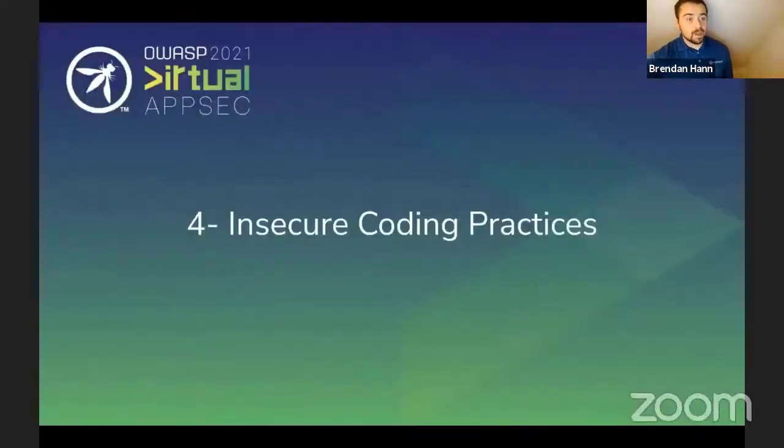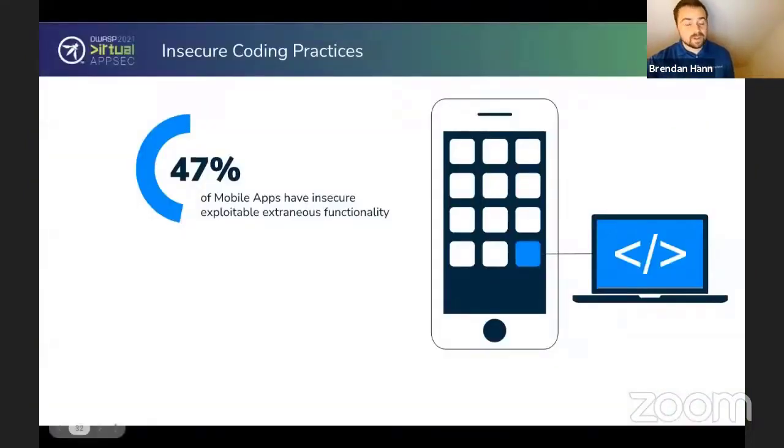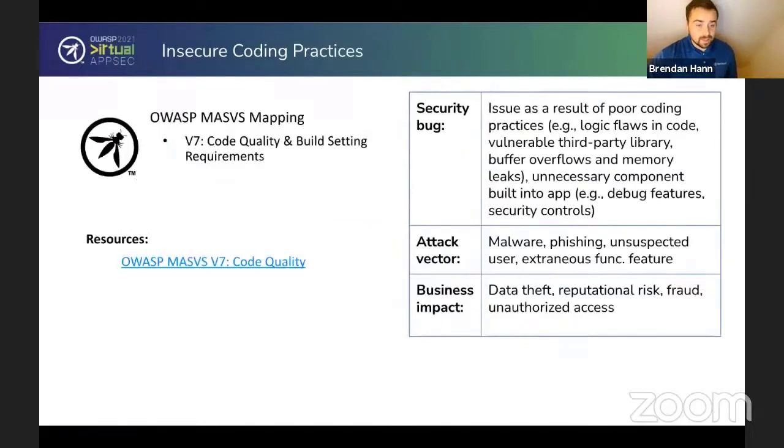So the fourth of five, so we're getting there, is insecure coding practices, just more generally. Interesting statistic: 47% of mobile apps have insecure, exploitable, extraneous functionality. So it's insecure code in the apps that isn't even used by the application. The most common instance of this type of vulnerability that NowSecure sees is publishing an app with debug features enabled. This allows attackers to reverse engineer the application to a certain point.